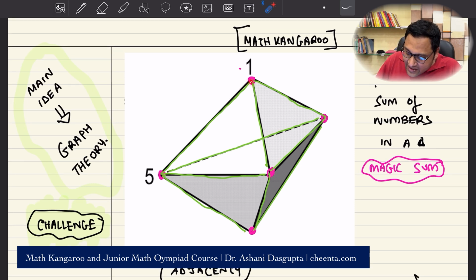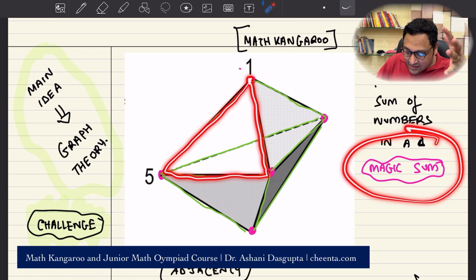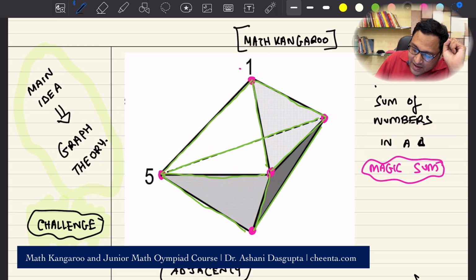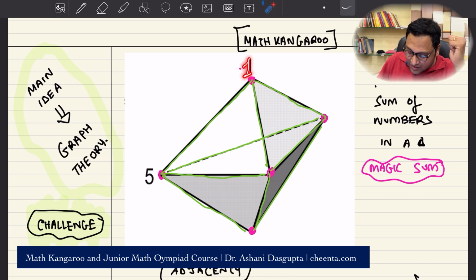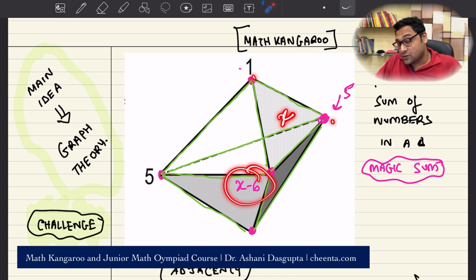And it says that each circuit can be given a magic sum number. And what is the magic sum number? The sum of these three numbers at the vertices. So what we will do is, we will take the magic sum as x. So the sum of the three numbers is x. So therefore, this one is 1, this one is 5. So this particular one is x minus 6. Right? So this one has to be 5. Because the total sum, 1 plus 5 plus x minus 6, is x. And that's what it is. Every triangle adds up to x.